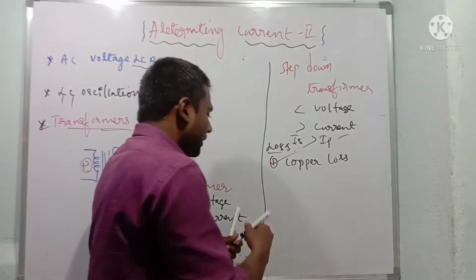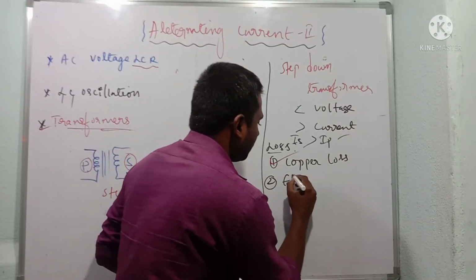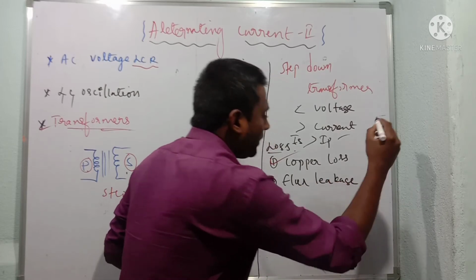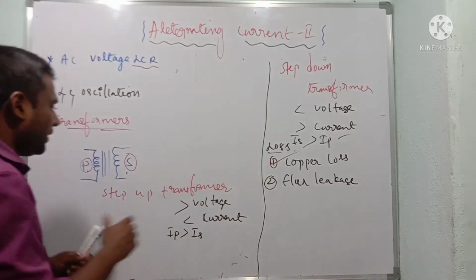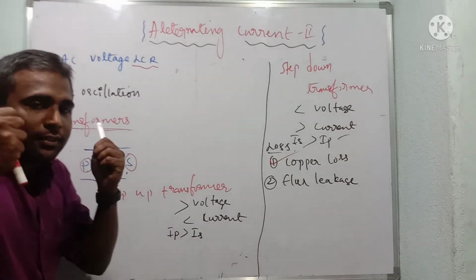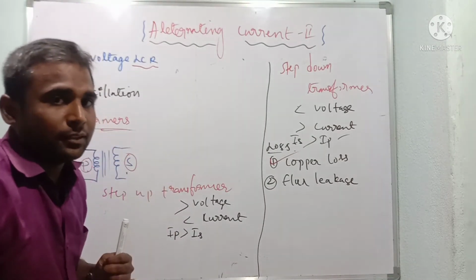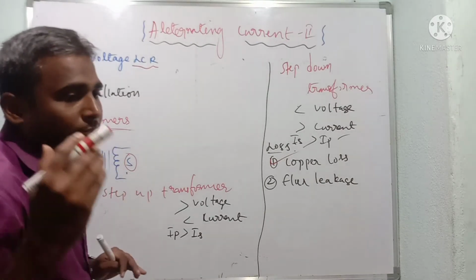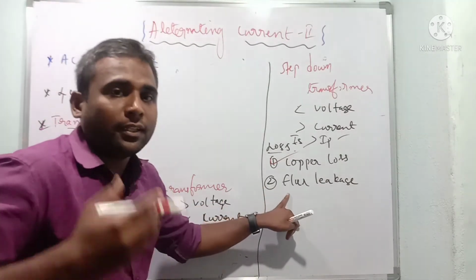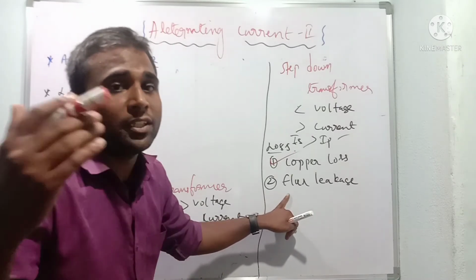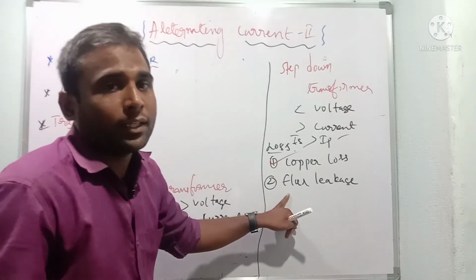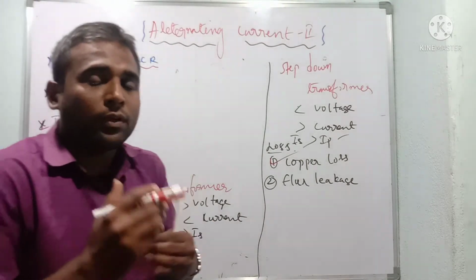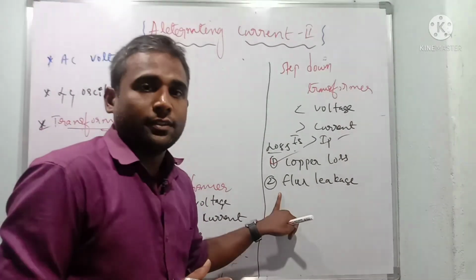The second one is flux leakage. So what is flux leakage? Consider the primary coil and secondary coil. There is no perfect coupling, and when there is no perfect coupling, the electrical energy is dissipated in the form of heat and energy. When I join the primary coil and the secondary coil one over the other, we can avoid this flux leakage.